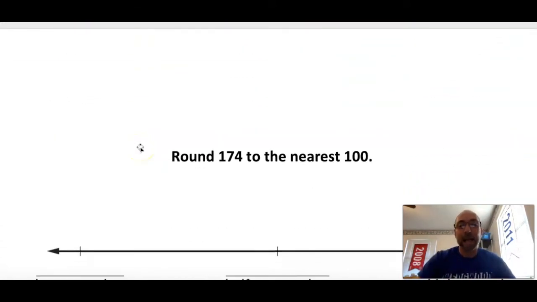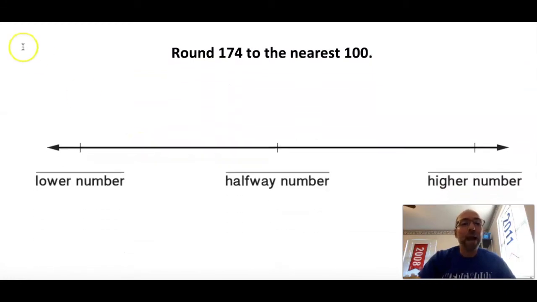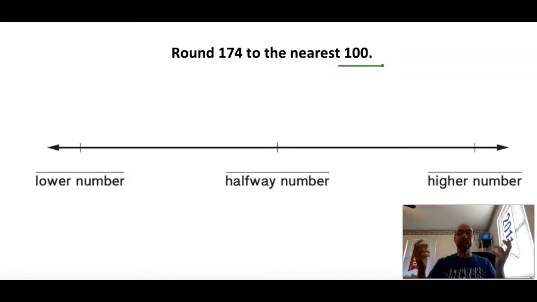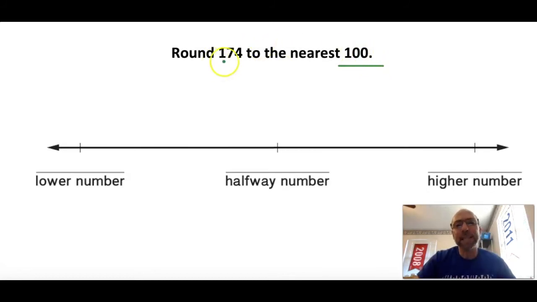Let's take a look at another one. Round 174 to the nearest 100. Well, this time I need to find hundreds that are my lower and higher number. Is 174 between 100 and 200? 200 and 300? Well, 174 is more than 100, but it's less than 200.